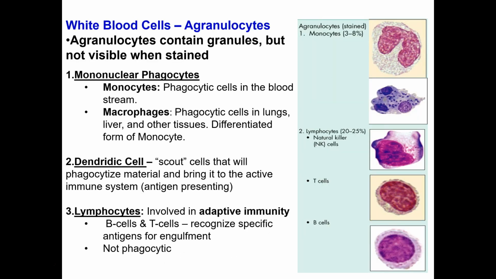So those are our granulocytes. We've got the neutrophils, the basophils, and the eosinophils. Now, the agranulocytes here, we've got a few more. Some of them are a little bit more specialized. So the first example is mononuclear phagocytes. So we've got monocytes and macrophages.